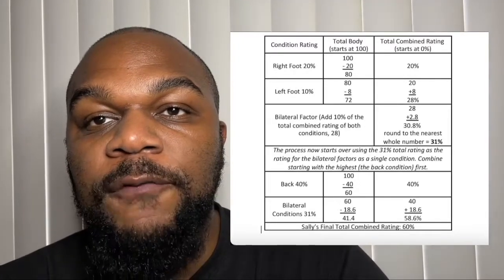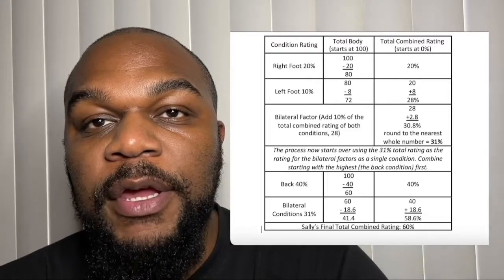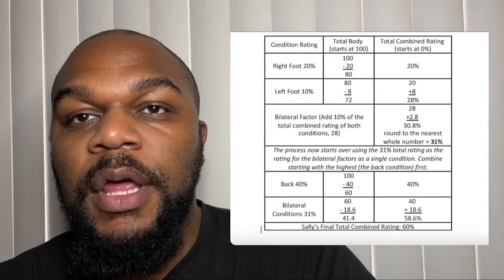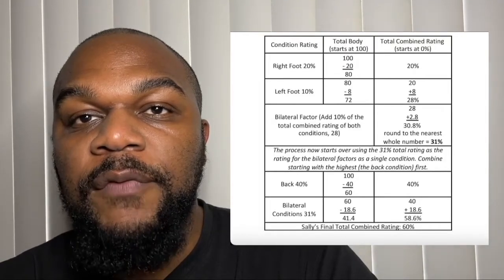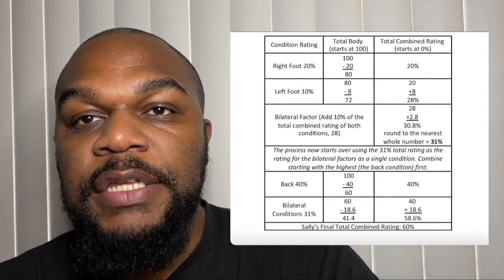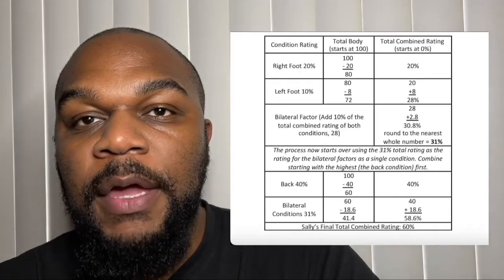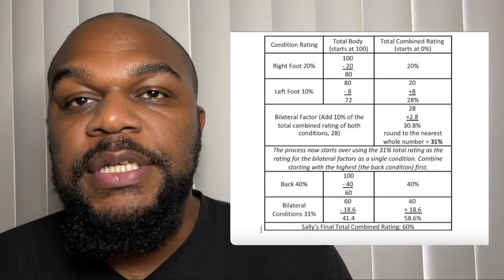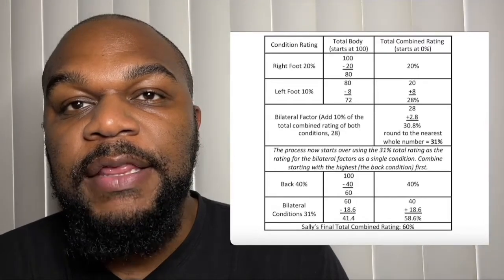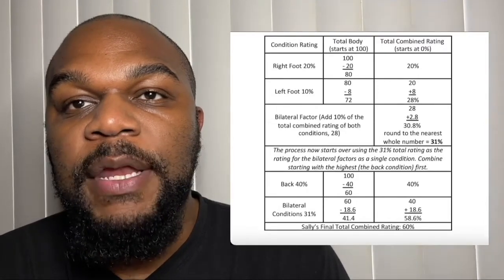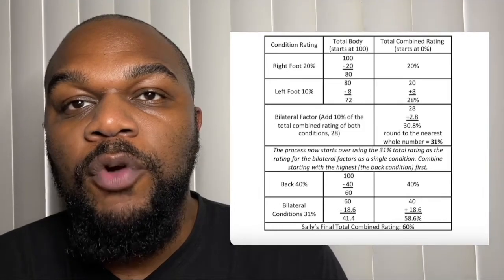The bilateral factor is then added to the combined rating of foot conditions. That rating is rounded to the nearest whole number and then becomes the rating of a single bilateral condition that is combined with the remaining back. As you can see, since all the ratings are rounded to the nearest 10, at the end, the bilateral factor may not be very helpful in raising the overall rating.